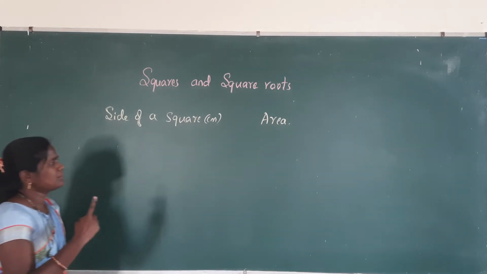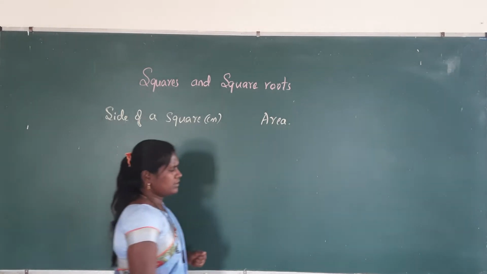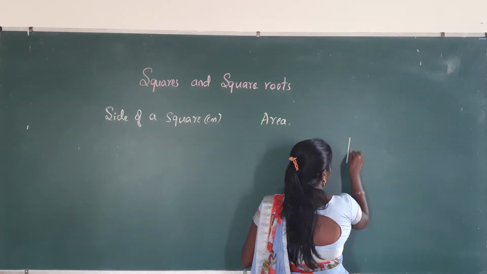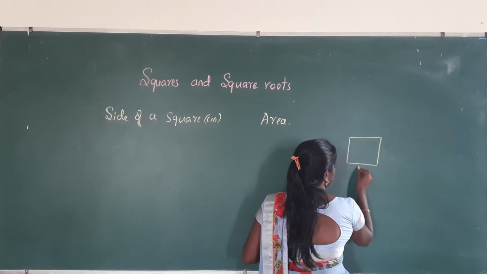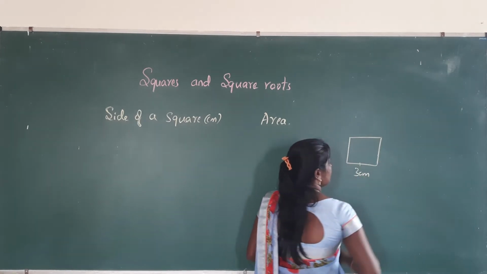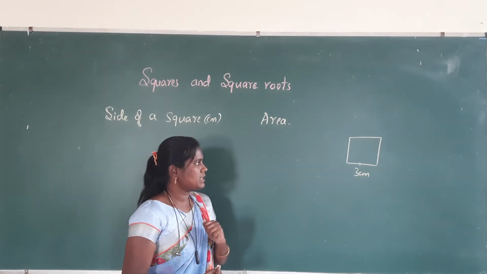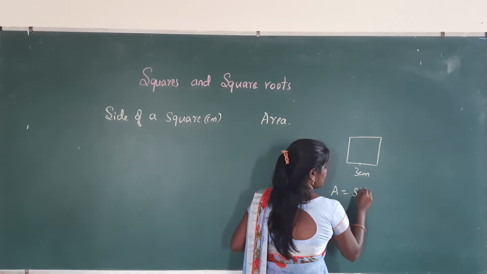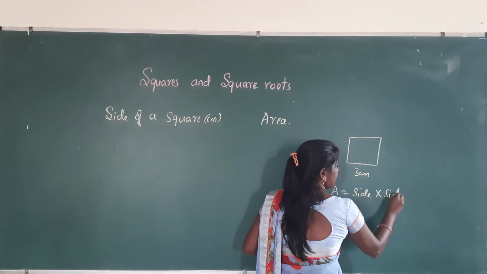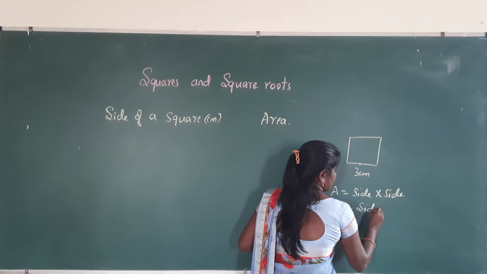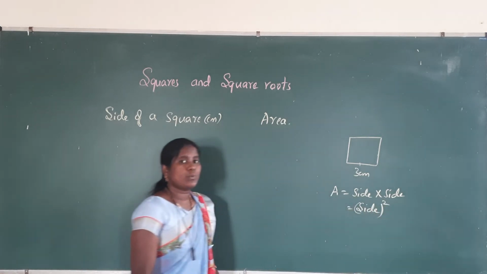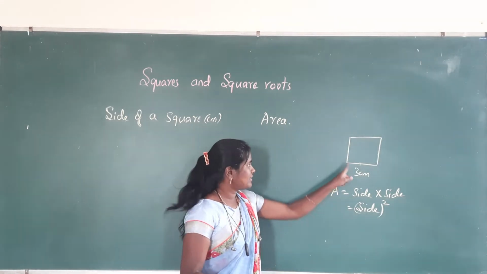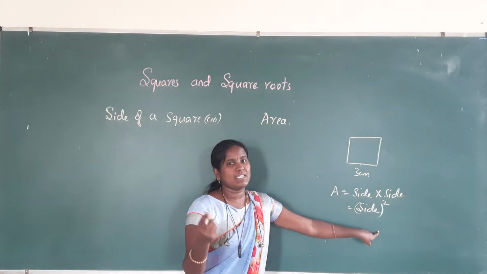Before taking some examples, when you are finding the area of a square, if the square I am considering has a measurement of 3 centimeter, that is, its side measures 3 centimeter, then what about its area? We know that the area of a square is equal to side into side, or side square. Then what is the area of this square? It is 3 into 3 is 9 centimeter square.